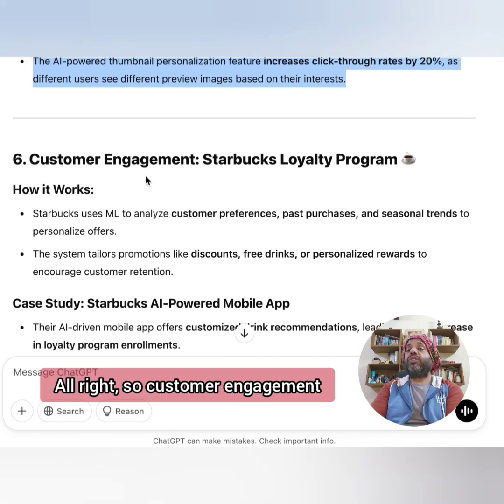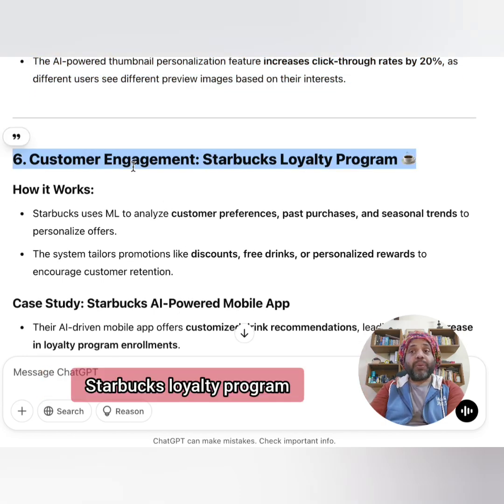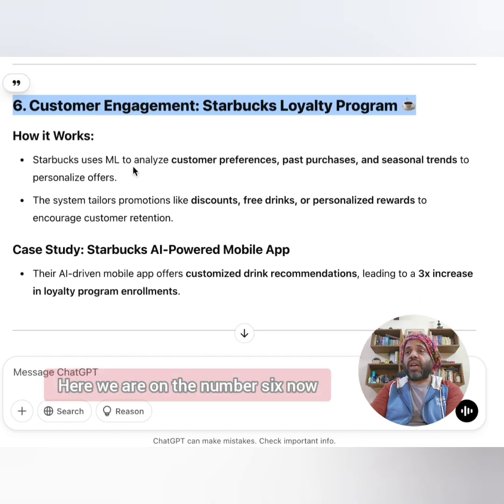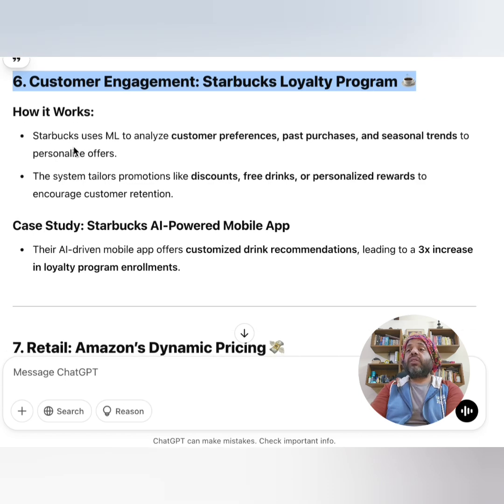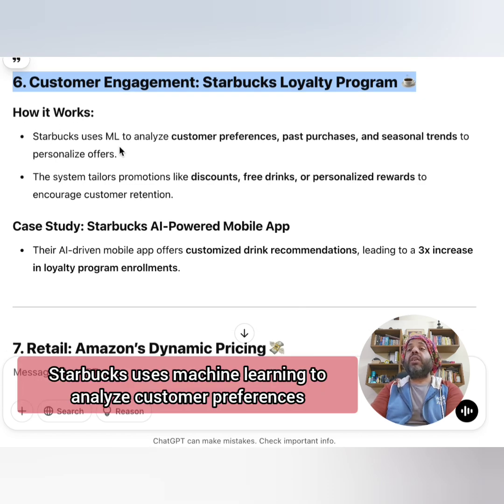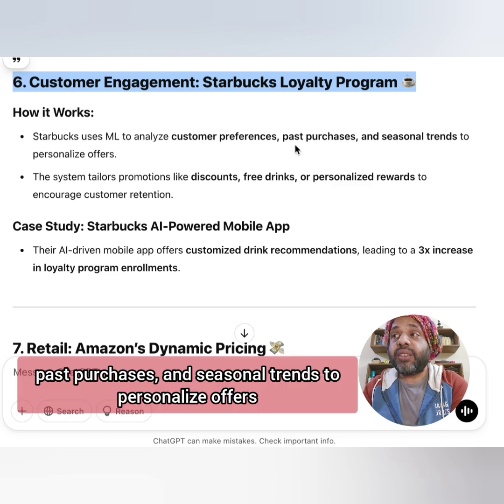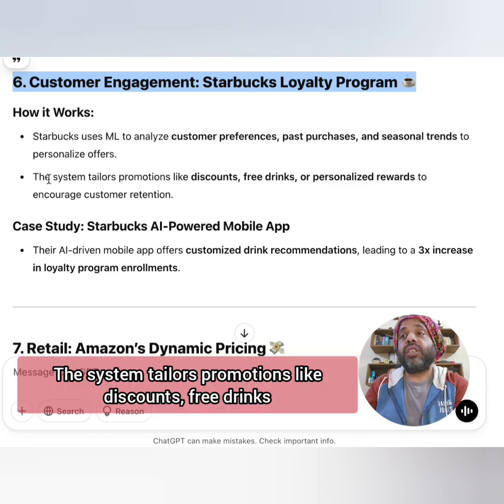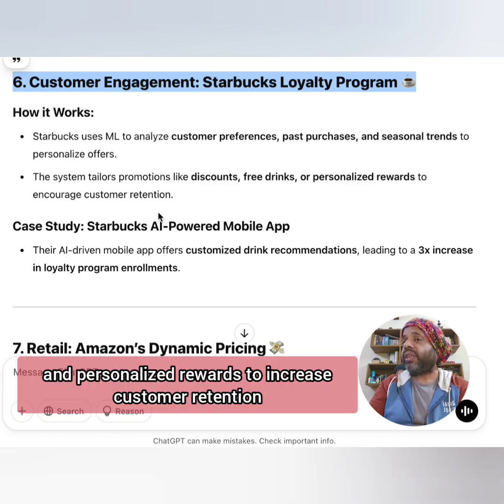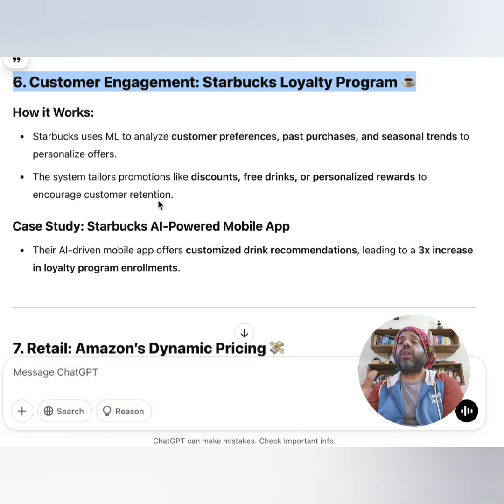All right, so customer engagement: Starbucks loyalty program. Here we are on number 6 now. How it works: Starbucks uses machine learning to analyze customer preferences, past purchases, and seasonal trends to personalize offers. The system tailors promotions like discounts, free drinks, and personalized rewards to encourage customer retention. Okay.